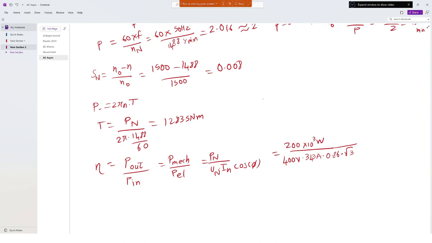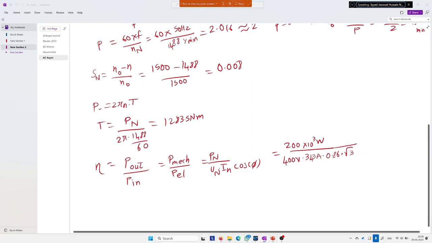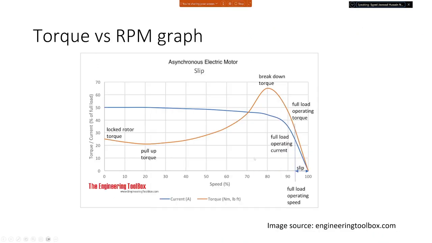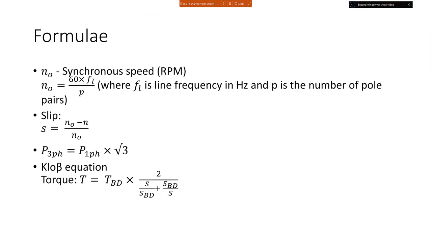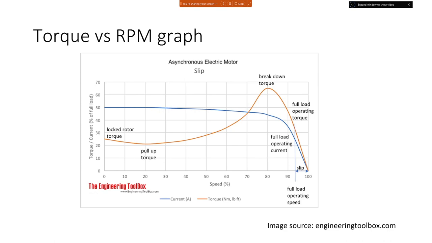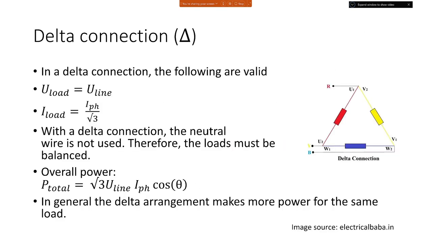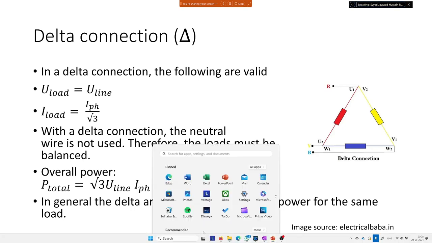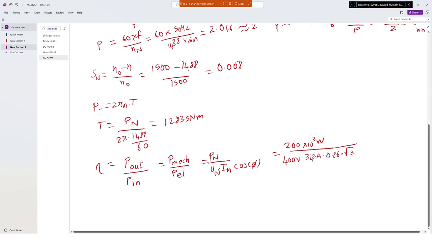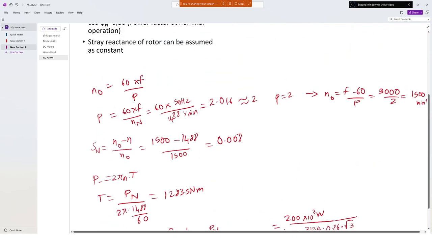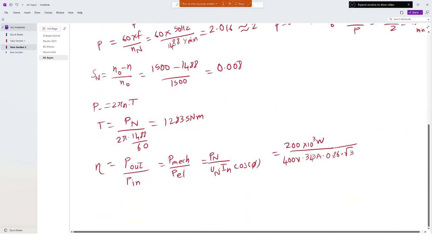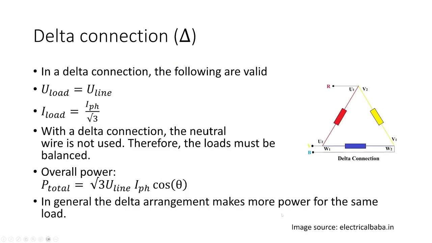What is the value of this? So you multiply. Let me show the slide quickly, then you can get it. Where is it? Is it here? Here, yeah, this delta one. Connection. Root 3 times U line, which is U nominal, like mentioned before, I phase, cos phi, same thing. Okay. Just do that and then you have the efficiency. So now you can solve the next question.